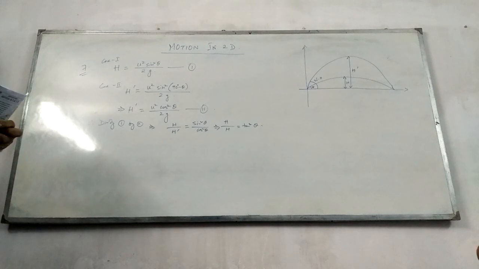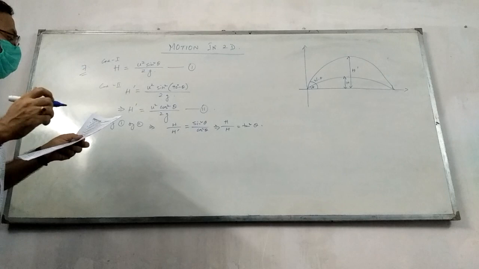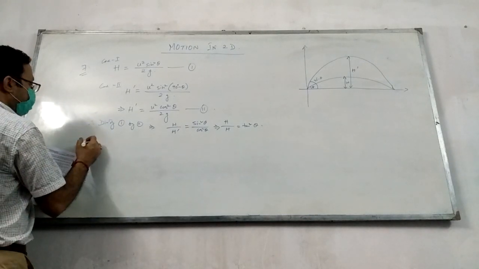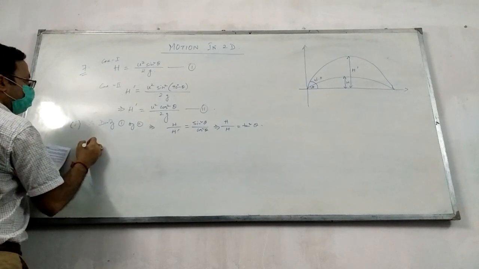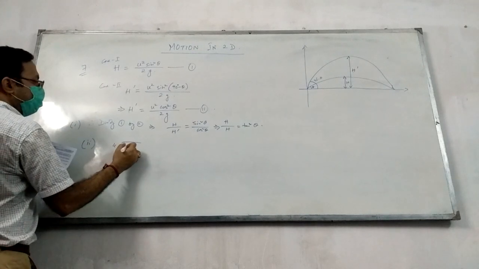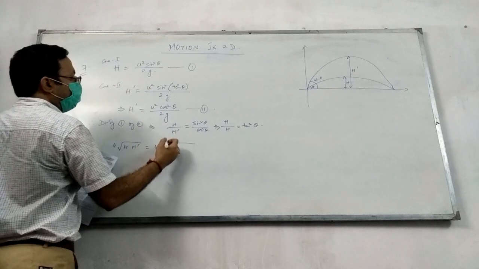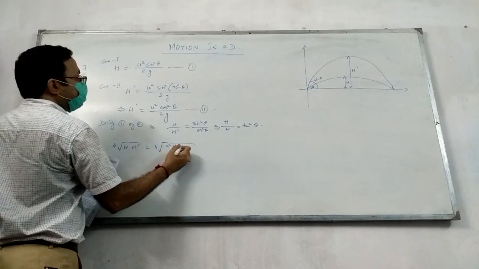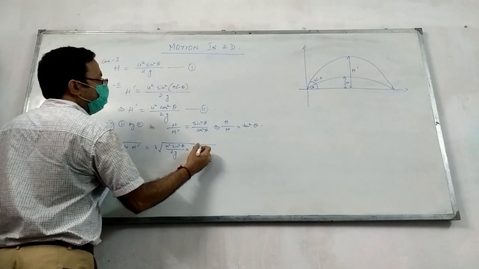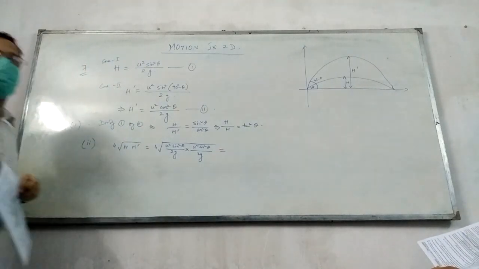Alright? They are also saying that R should be equal to 4 root over of H H dash. So let's find out 4 root over of H H dash. This first part is done. Second part, 4 root over of H H dash is equal to 4 root over of H, which is u square sin square theta by 2g, and H dash is u square cos square theta by 2g. Right?